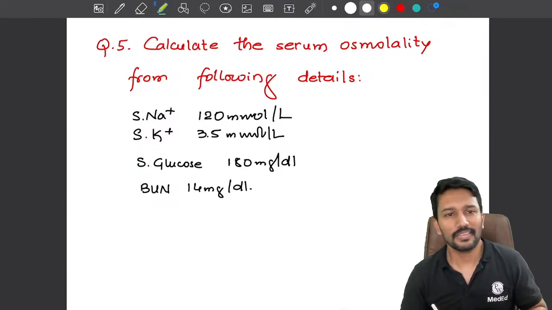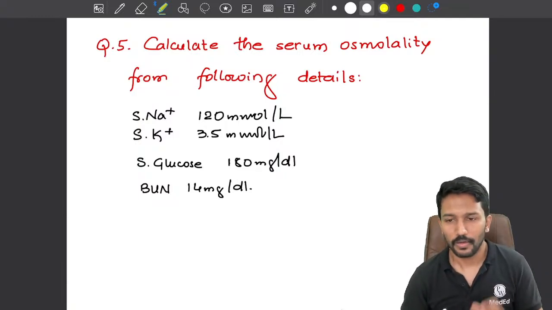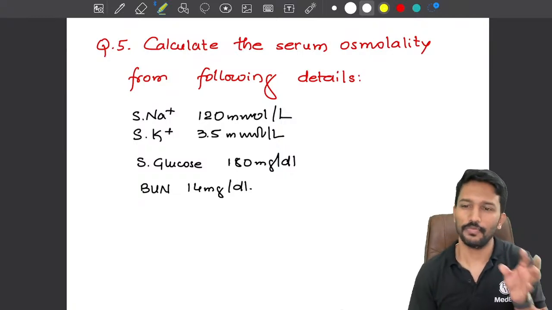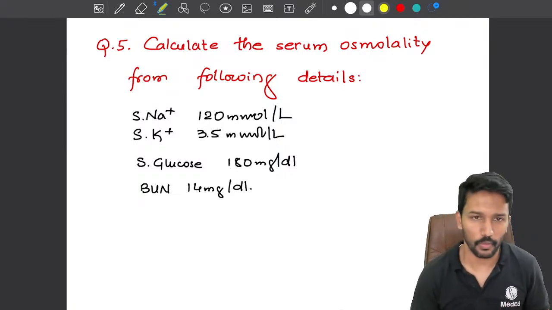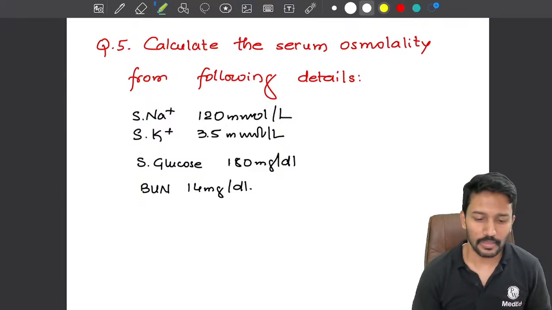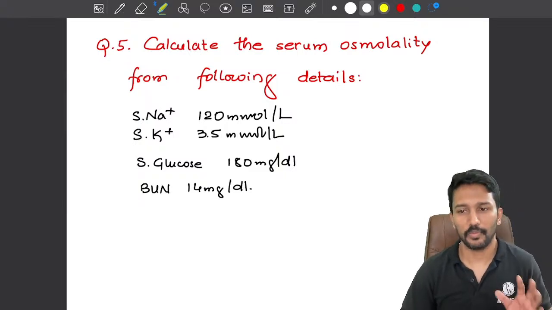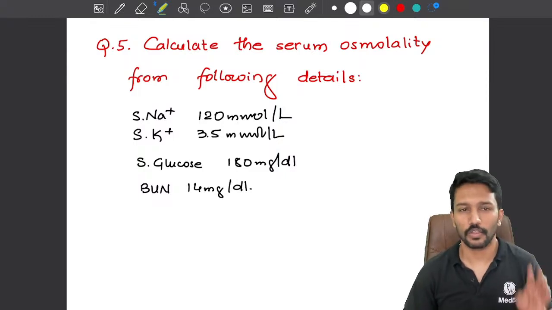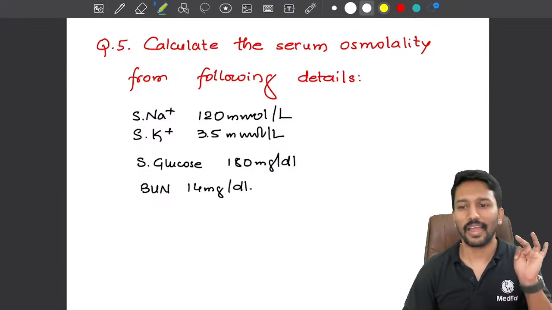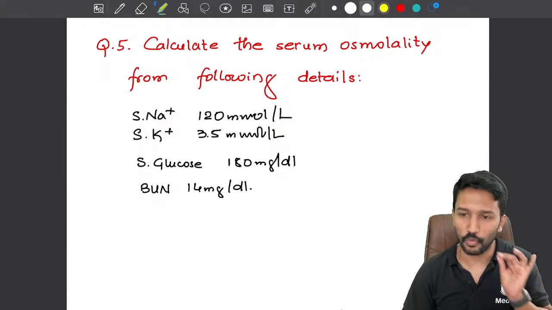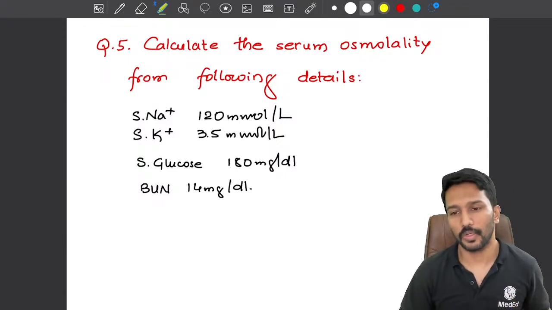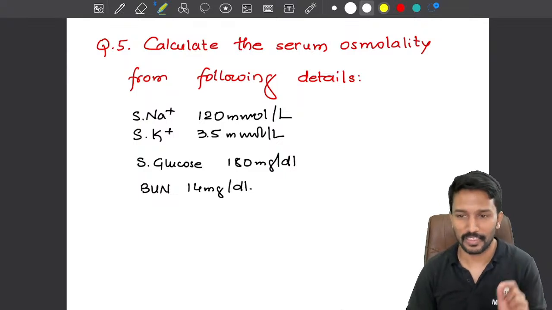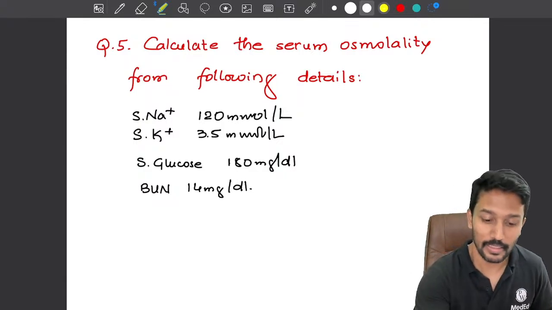So we have to calculate the serum osmolality. Now what is osmolality? It is basically representing the relative concentration of solutes in a fluid. Okay. And in human beings, the serum osmolality primarily depends on three important osmotically active substances. What are those? Sodium, glucose and urea. These are the most important osmotically active substances in human blood. Okay. And among them, the single most important factor that is responsible for serum osmolality is sodium.